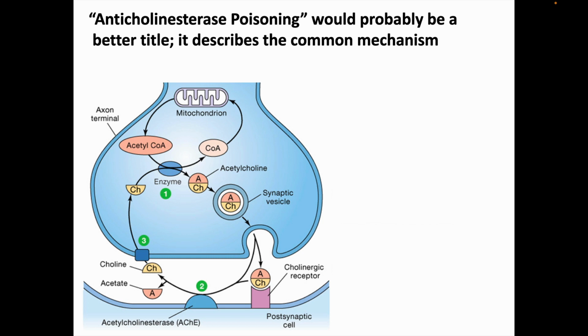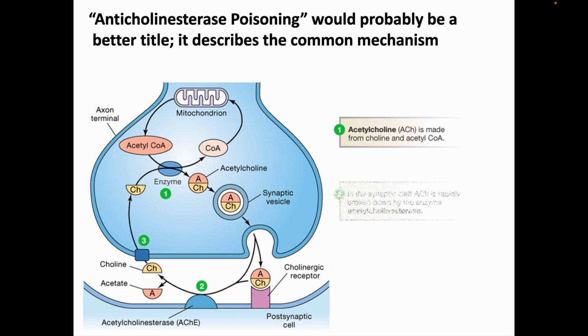In the figure here we see how cholinergic neurotransmission works. Acetylcholine is synthesized from acetyl-CoA and choline, and it's then stored in presynaptic vesicles. It then gets released and traverses the synapse to bind to postsynaptic acetylcholine receptors. And that signal is turned off by the action of acetylcholinesterase enzymes, which cleave acetylcholine back into choline and acetate.